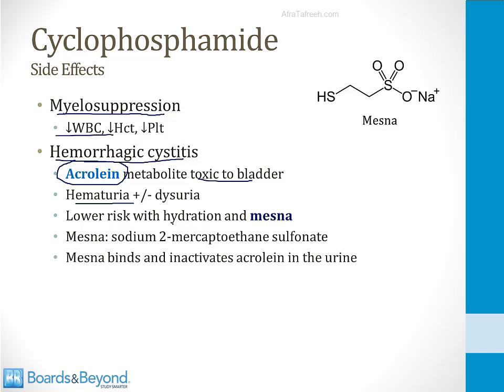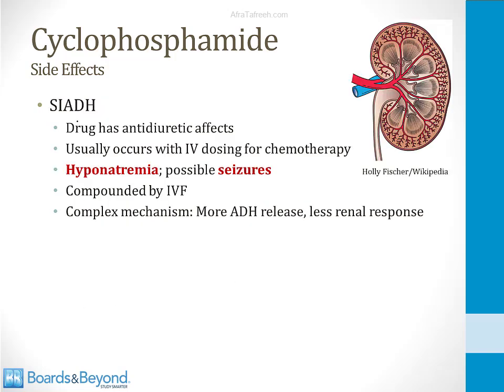There's a lower risk if patients are well hydrated. In addition, there's a lower risk if a substance called mesna is co-administered with cyclophosphamide. This is the structure of mesna shown on the screen here. Mesna is sodium 2-mercaptoethane sulfonate, and mesna binds and inactivates acrolein in the urine and lowers the risk of hemorrhagic cystitis. Cyclophosphamide can also potentially cause SIADH. The drug has what's known as antidiuretic effects, which means it leads to the retention of water. This usually occurs with the IV dosing used as chemotherapy for malignancy.